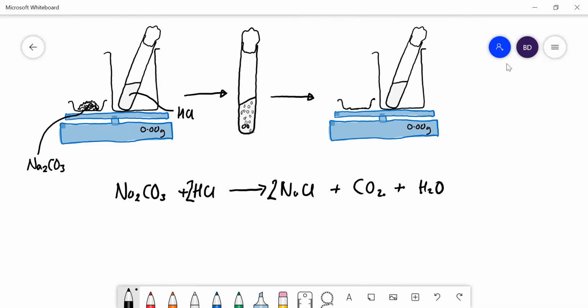Okay, now the state symbols are quite important here. So that's a solid. This is aqueous. This is an aqueous solution. Water is a liquid. But the carbon dioxide is a gas, and so that's going to escape.